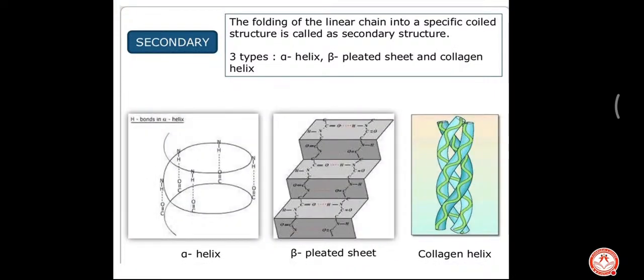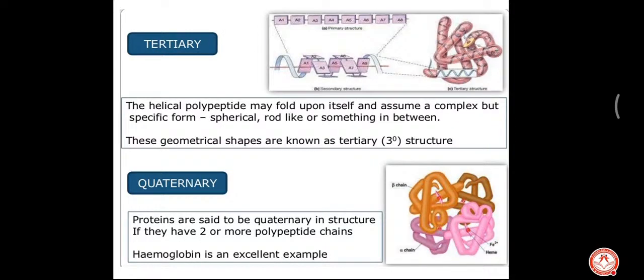Secondary structure of protein: the folding of the linear chain in a specific coiling structure is called secondary structure, and the secondary structure has hydrogen bonding. There are three types of secondary structure: alpha helix, beta pleated sheets and collagen helix. Tertiary structure: the helical polypeptide may fold upon itself and assume a complex but specific form, either spherical, rod-like, or something in between. These geometrical shapes are known as tertiary structures or 3-degree structures.